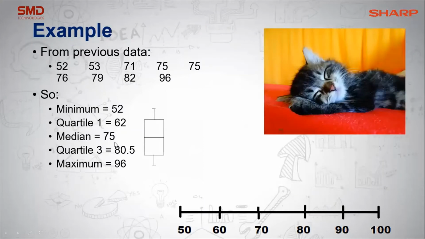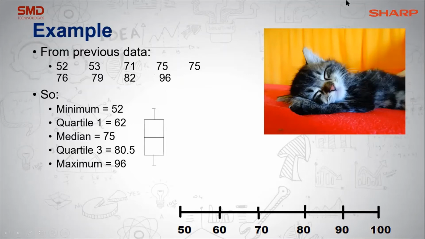So from our previous data, our minimum is 52, our maximum is 96, our quartile 1 is 62, which is what we calculated earlier. And then our median we said was 75, and quartile 3 we just calculated. So here I've done a diagram. It's not exactly accurate, it's just to show you. So your minimum and maximum are your whiskers. The median is the line in the middle of your box, and your quartiles are your outside lines of the box.